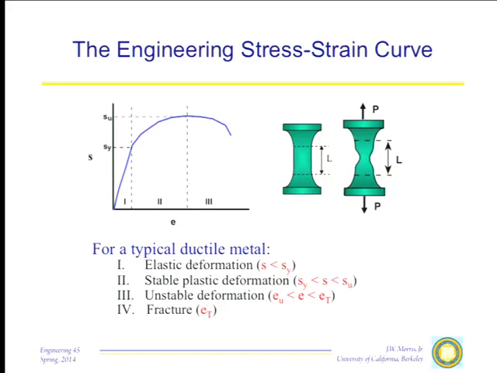Back here at low loads, you get elastic deformation. Stress is linearly proportional to strain in a typical structural metal, and the strain is recoverable. You load the sample up, let it go, it snaps back into its original configuration. When we pass the yield strength of the material, whose definition we discussed, Sy, and the curve goes nonlinear, you begin to get stable plastic deformation.